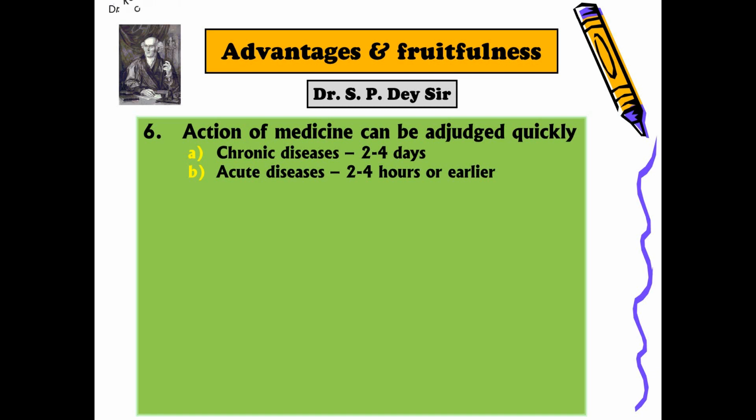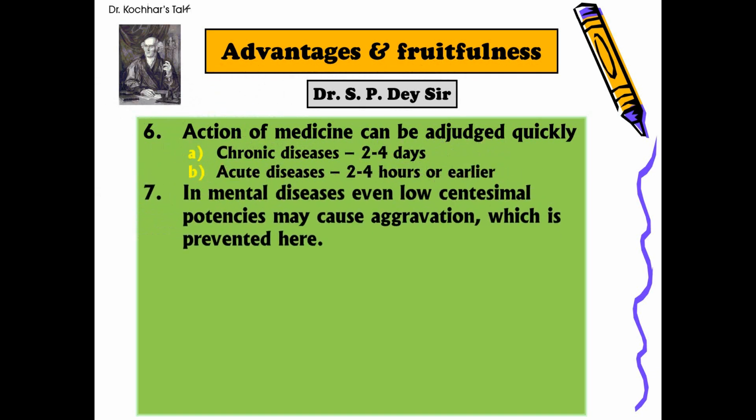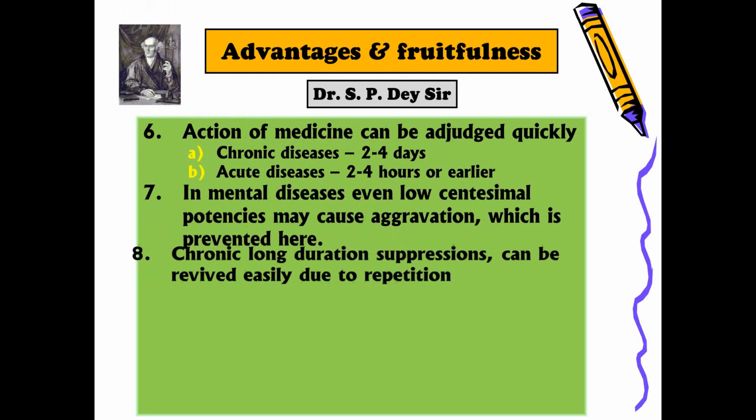And in acute disease, in a very short time, you will be able to know, 2 to 4 hours. In mental diseases, even low centesimal potencies can sometimes cause aggravation, because at mental level if you give a polycrest remedy, patient is already in turmoil, so there is an aggravation which is prevented in 50 millesimal potencies.